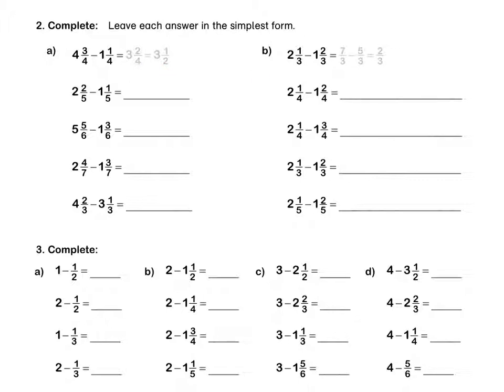Question B. 2 minus 1 is 1 whole, but 1/3 minus 2/3 we cannot do because there are not enough thirds. Therefore, we must rewrite both mixed numbers as improper fractions. 2 times 3 is 6/3, plus 1/3 is 7/3, minus 1 times 3 is 3/3, plus 2/3 is 5/3, and finally 7/3 minus 5/3 is 2/3. Pause this video to complete question 2 by yourself.